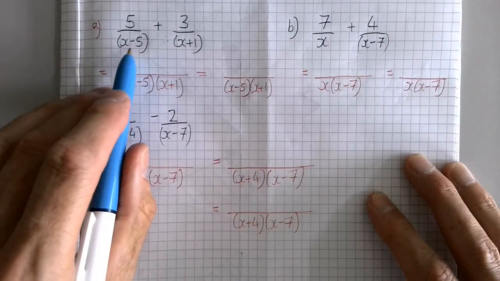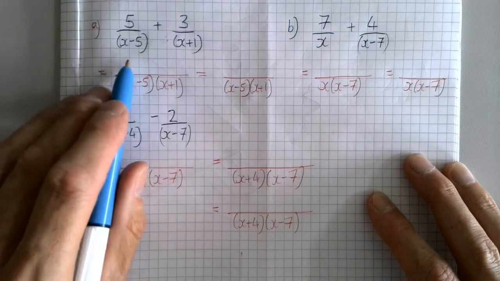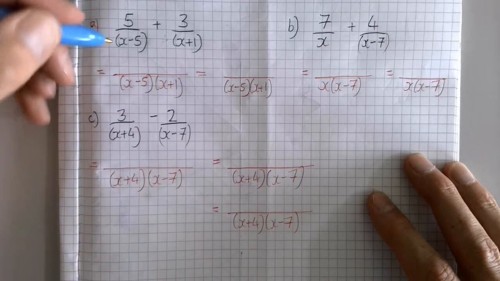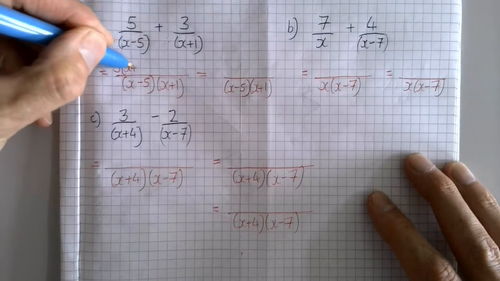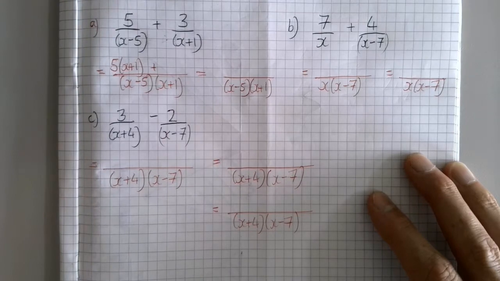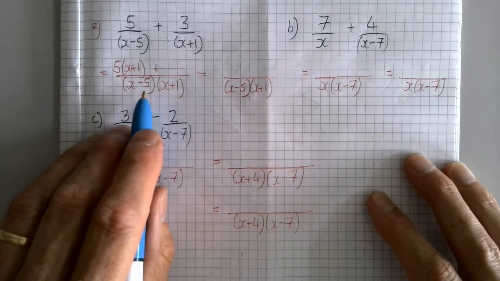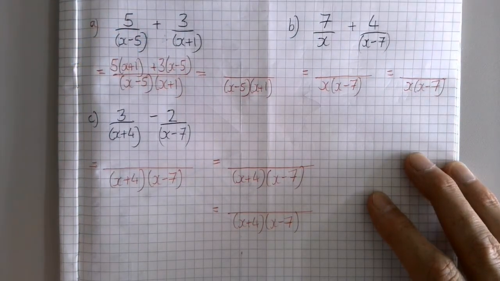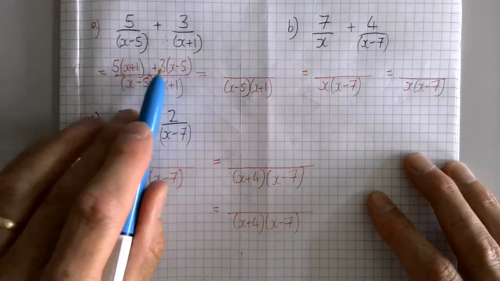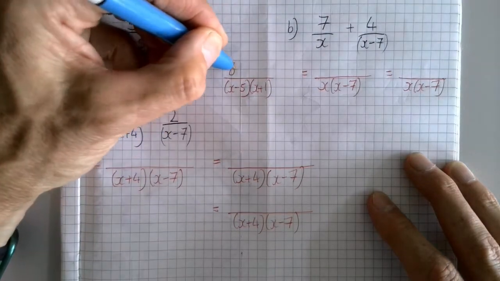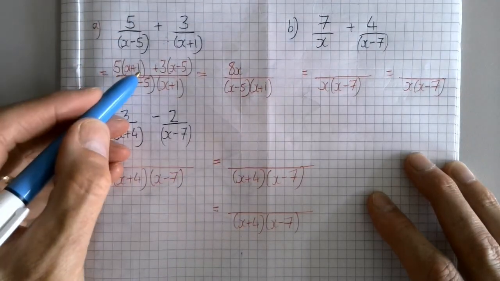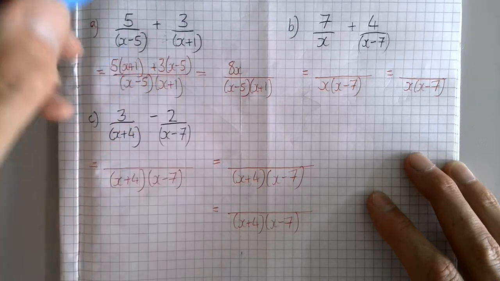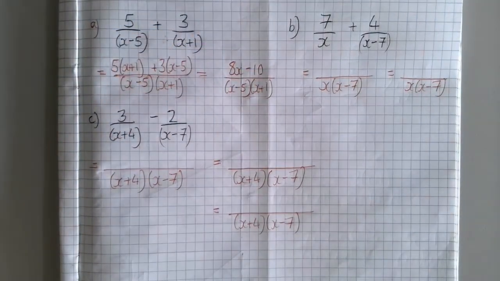Okay, so with the first one, I know my denominator is going to become this times this. To turn x minus 5 into x minus 5 times x plus 1, I need to multiply by x plus 1, so I do the same to the top. A plus sign there. To turn x plus 1 into this, I need to multiply by x minus 5. And I'm going to do the last bit in my head. 5 lots of x here, plus 3 lots of x there, gives me 8 lots of x. 5 times 1 is 5, and 3 times minus 5 is minus 15, so 5 minus 15 is minus 10.